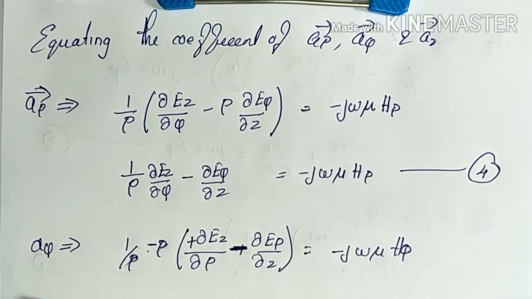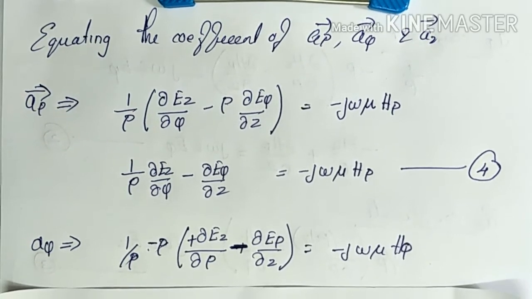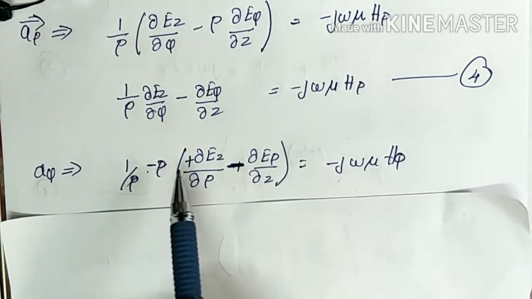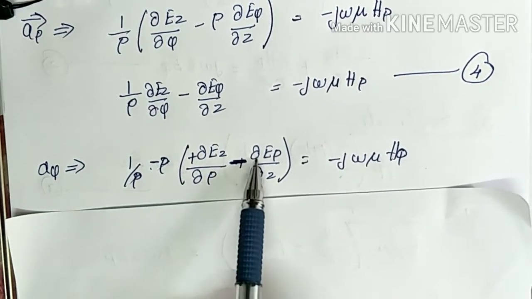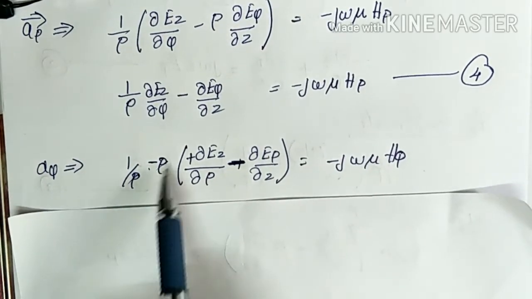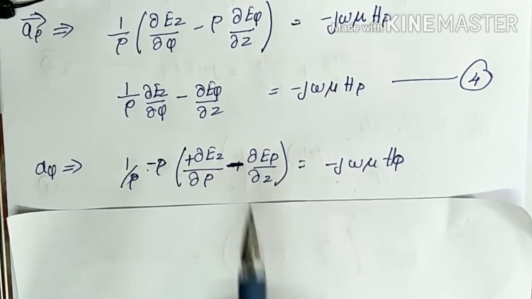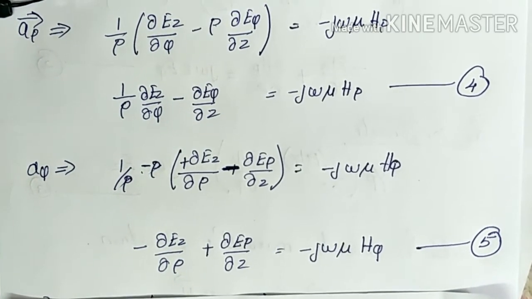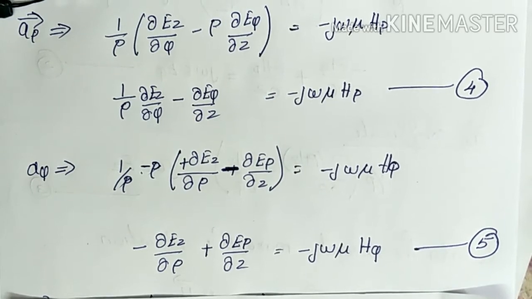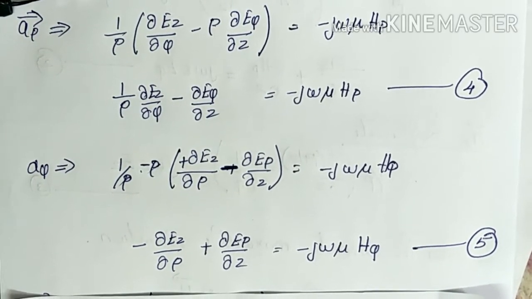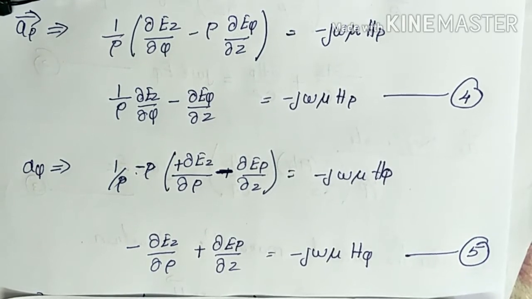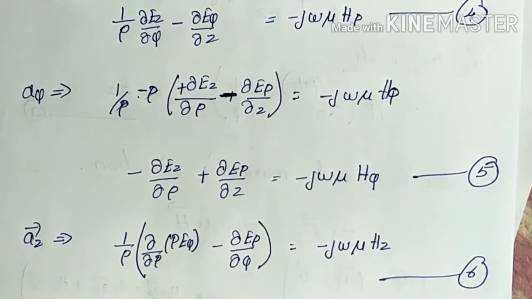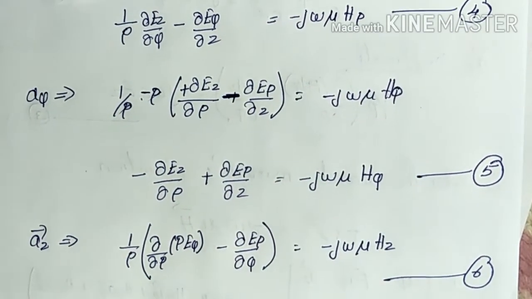Similarly equate the A phi coefficient. A phi is equal to 1 by rho common term into minus rho dou Ez by dou rho plus dou E rho by dou z. Here again rho and rho will get cancelled. Multiply this minus sign inside. So you will get minus dou Ez by dou rho plus dou E rho by dou z is equal to minus j omega mu into h phi. Equation 5. Similarly equate the Az coefficient. You will get equation 6.